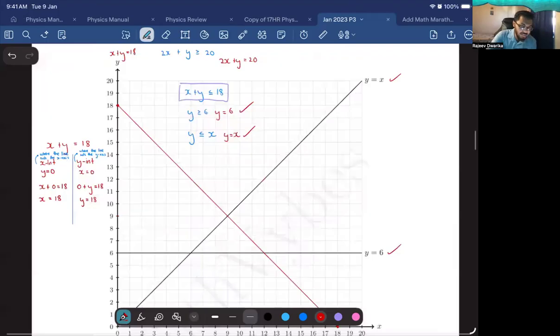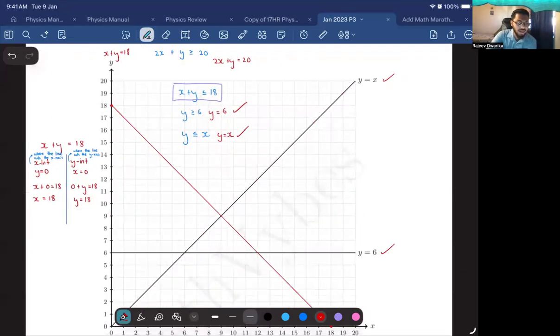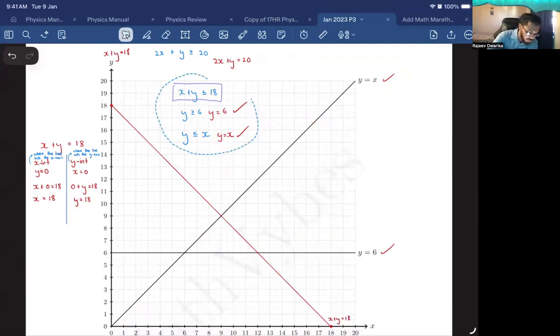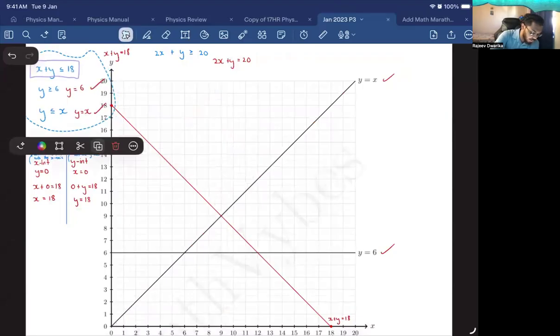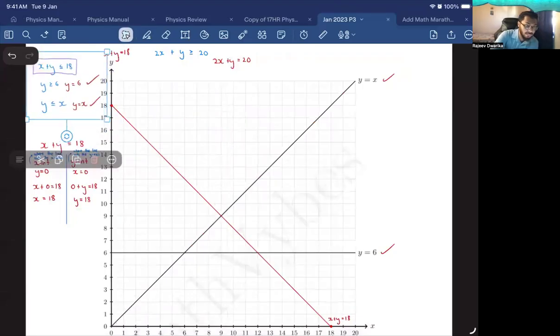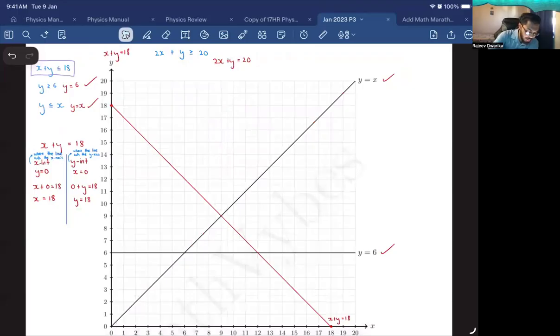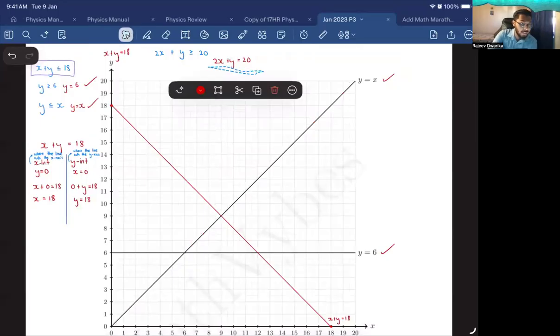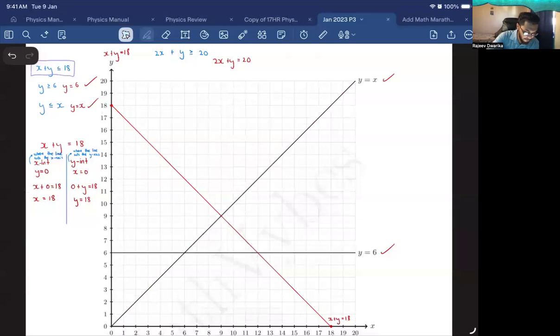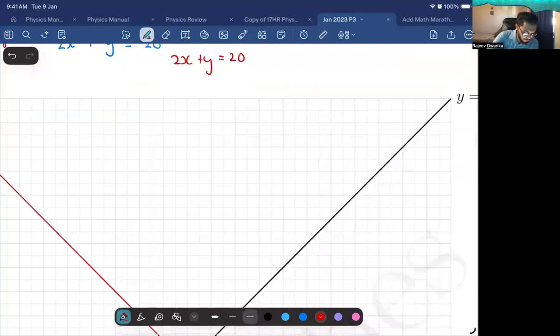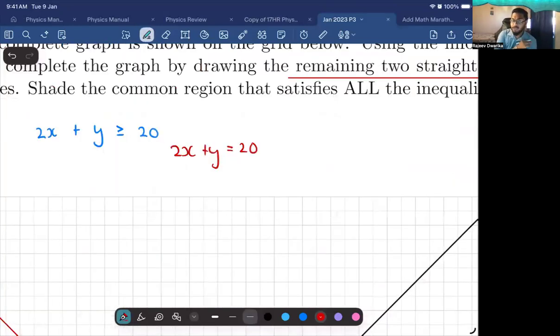Now I want somebody that is confused to come on the screen and we will look at the other line now. So if you are confused, this is your opportunity to do the other line with me. So the other equation we have is 2x plus y is equal to 20. So I want somebody to volunteer and we will draw the line together. Do I have any volunteers? Any volunteers at all?